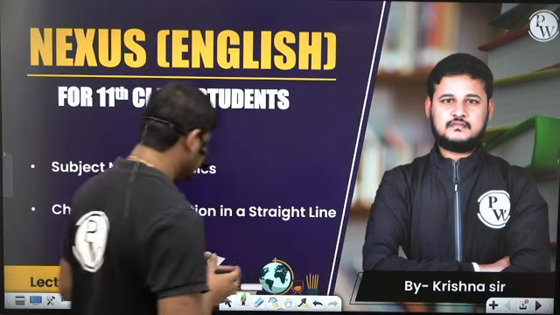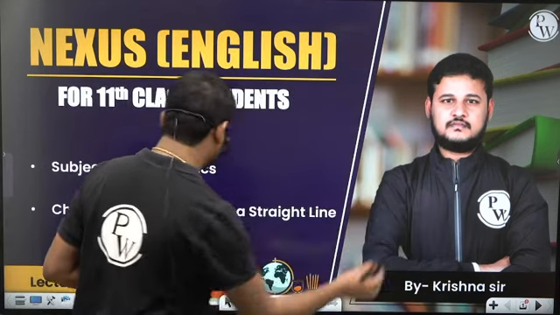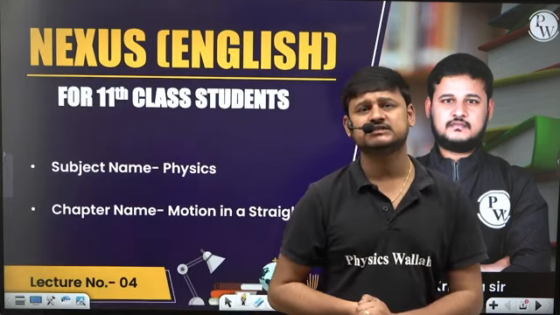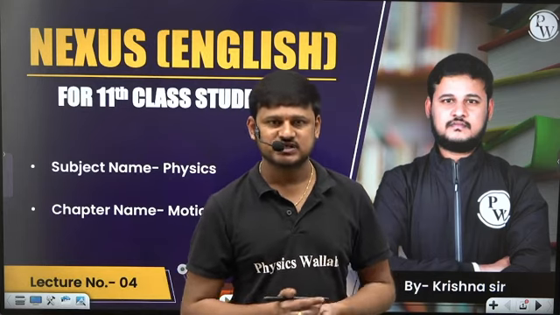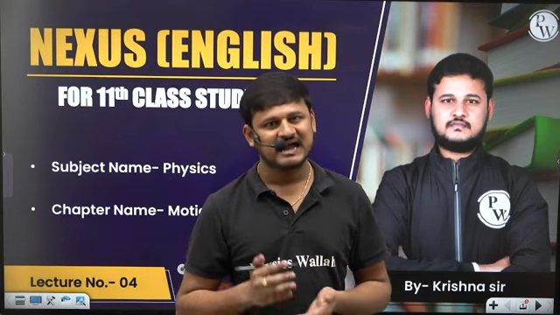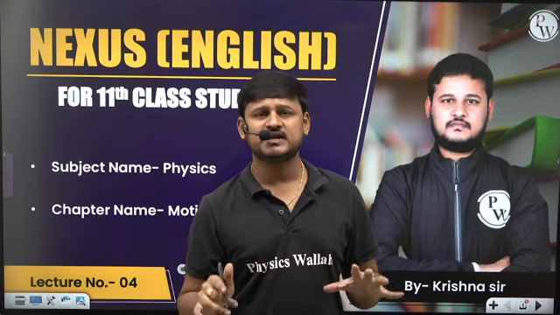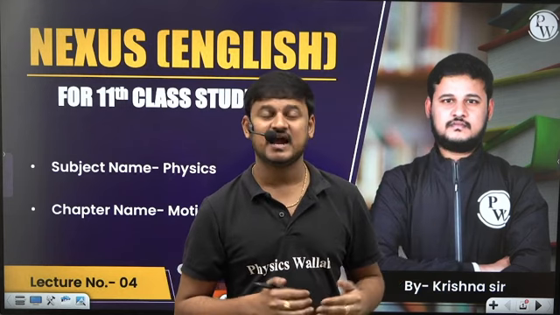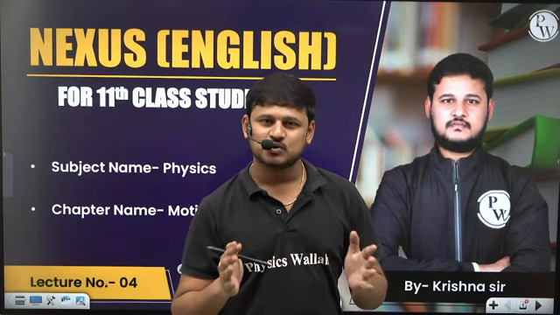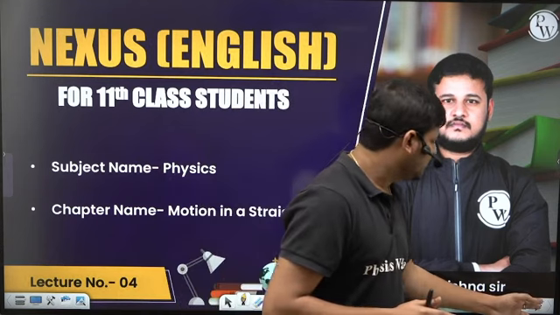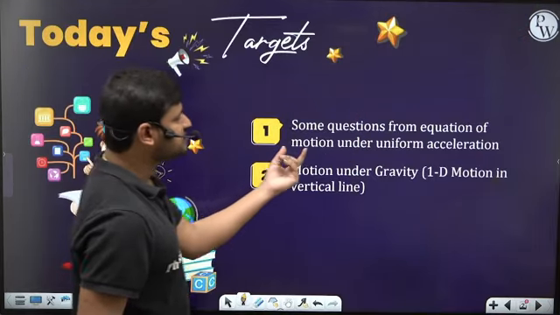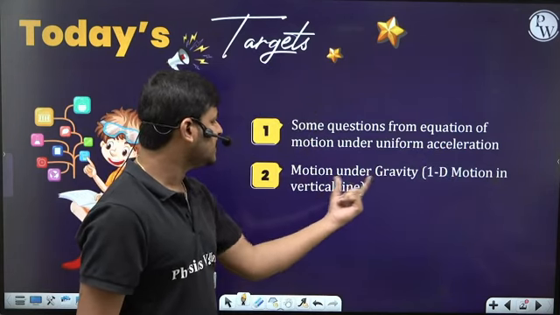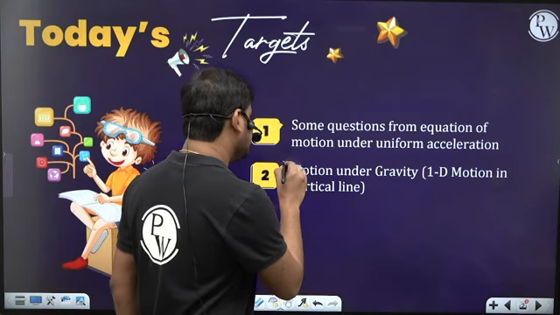So in today's session we are going to deal with motion in a straight line, lecture number 4. In lecture number 3, we covered the graphs, especially the position-time graph and the velocity-time graph. In detail we analyzed different graphs and solved some questions as well, and I told you some tricks also. Today we are going to cover questions based on motion under uniform acceleration, and then we'll also cover motion under gravity. So this concept mainly we will focus on today.